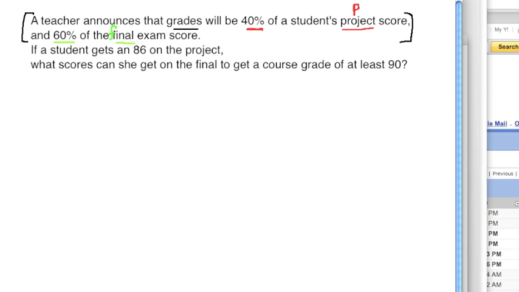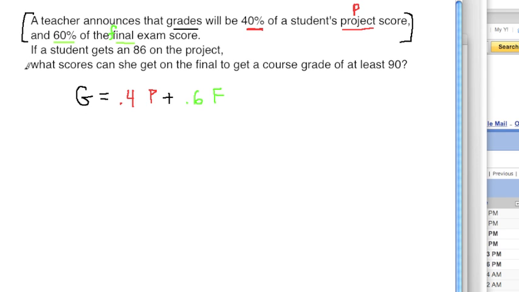So if we want to know our final grade, it is going to equal 40%, which is 0.4, times our project grade, plus 0.6 of our final. So this would be an expression, and if we knew our project score and our final score, we would just use this equation right here to find our final grade.